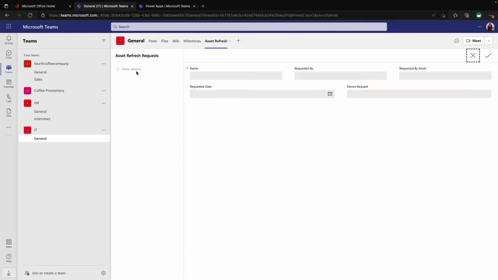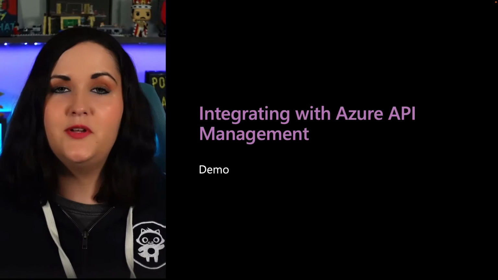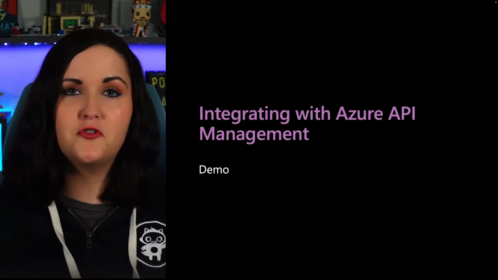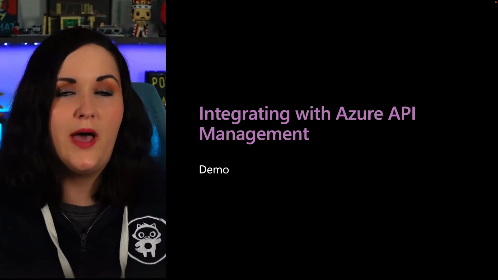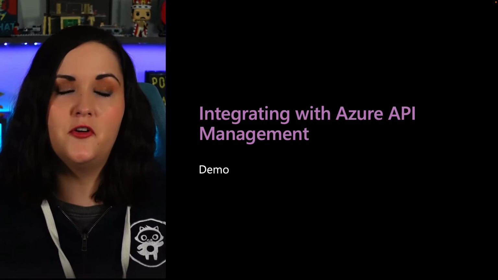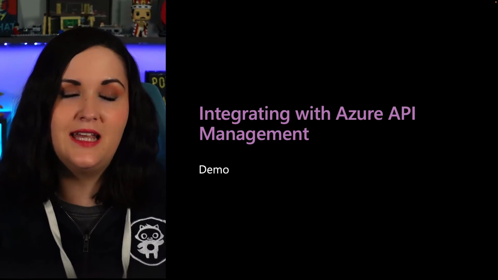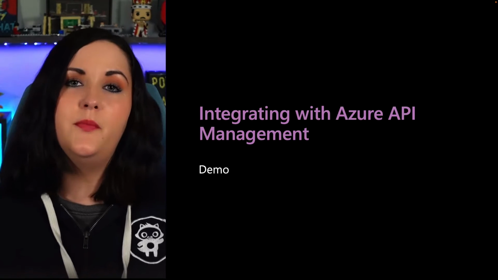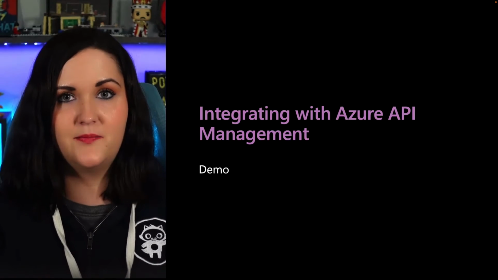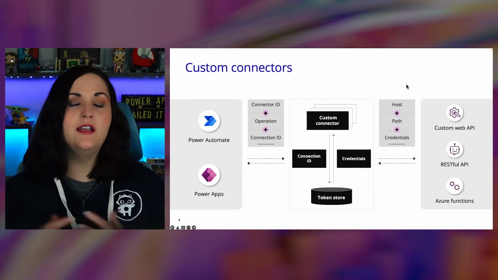I can add a new record, fill in some information, click on the check mark, and that will add that to our database. Now on the left-hand side, I see the new record. Now we just saw how quickly we can use Dataverse for Teams and the Power Apps application to build an asset refresh request. But what if we want to take that a step further and integrate with a backend API and a RESTful service that we already have, maybe to look up an individual employee's assets? Well, we can do that through our connector model.